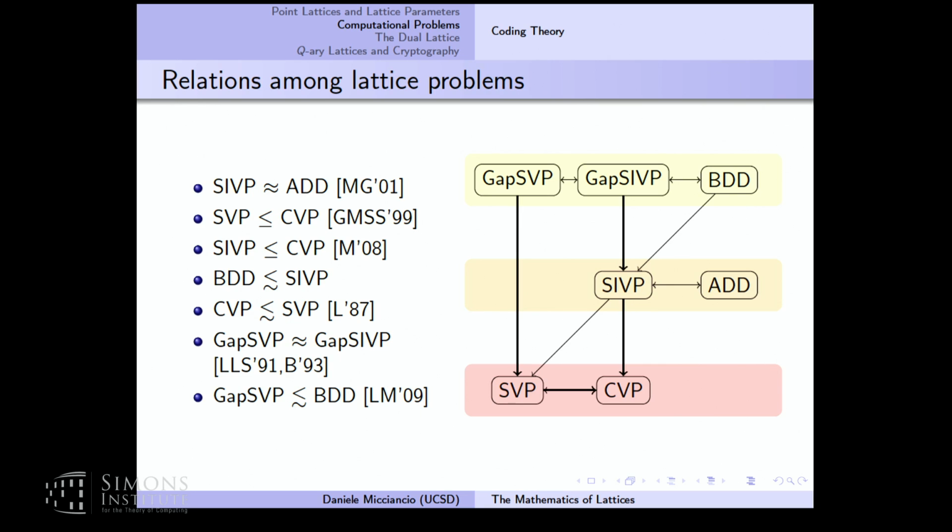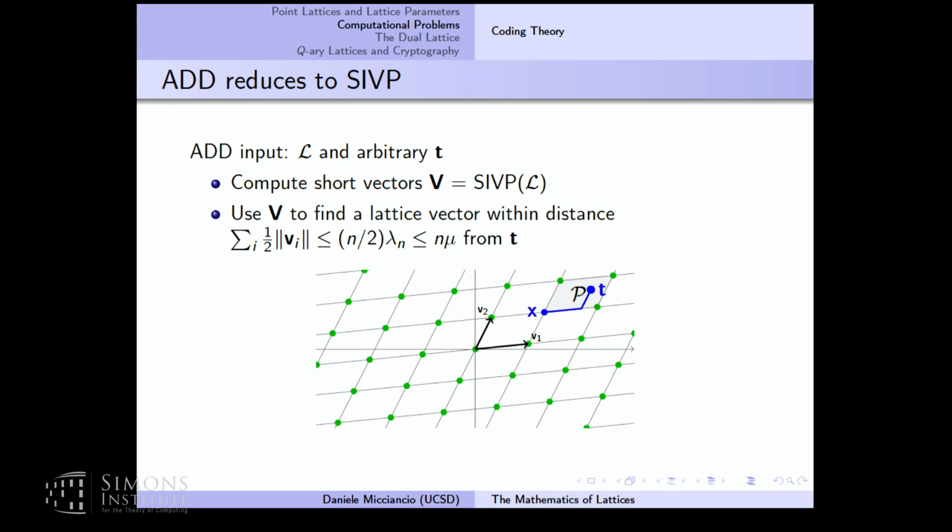I will not show how the reductions work except for one, and I'm doing this for illustrative purposes to introduce the dual lattice. I mean, some of these reductions, here we will not use it. But let's consider first a simple example. So the absolute distance decoding reduces to SIVP. If you can compute n linearly independent vectors in a lattice, then you can always approximate this special version of the closest vector problem.